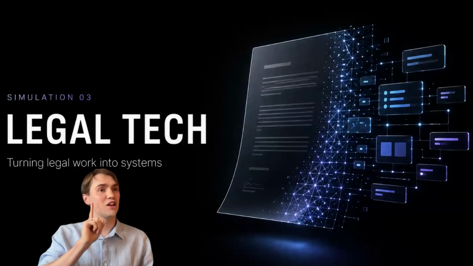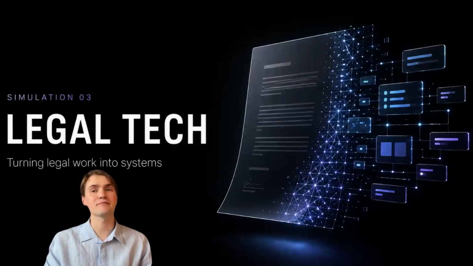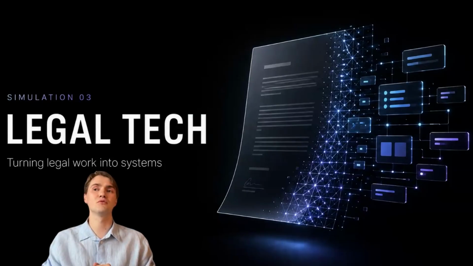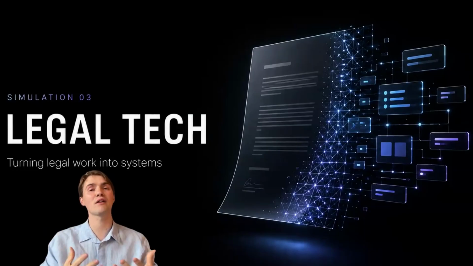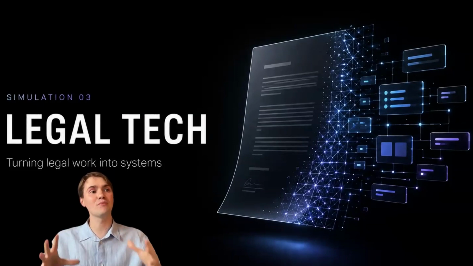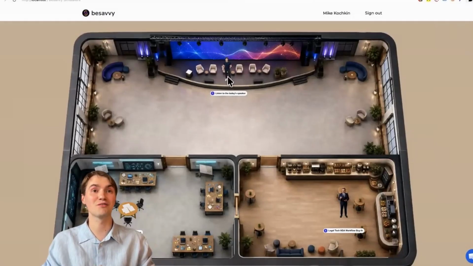Okay, moving on to simulation number 3, and this is legal tech. And I will not be speaking about how we can use simulations to make someone better at using legal tech tools. No, we'll speak about how we can develop systems thinking, product thinking, design thinking, so that lawyers can take a look at their process, at their work, and understand how AI can redesign them, how tech can be used to make them more efficient, which I think is extremely important.